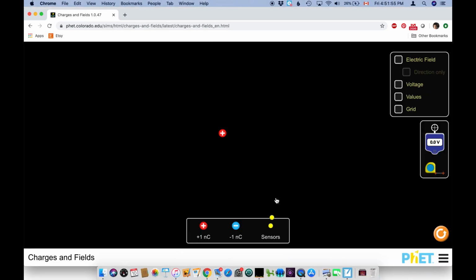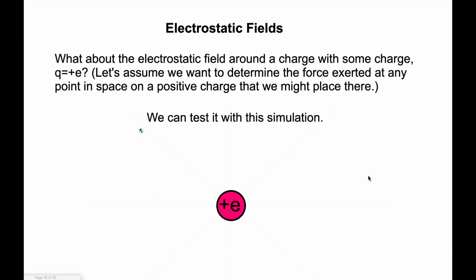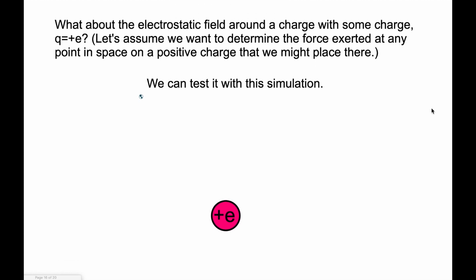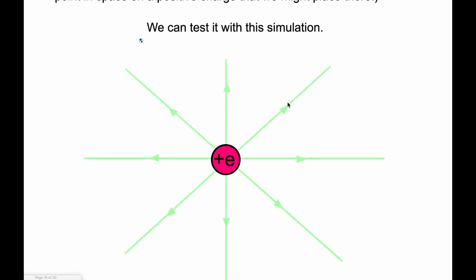Using this simulation, I'm going to drop this tiny little positive test charge at different locations around our central positive charge. Notice how the magnitude of the force is smaller the further I get from that central charge. The magnitude is larger the closer I get. And it always points directly away. That makes sense based on the fact that like charges repel. So the electric field lines around a positive central charge end up pointing away in all directions.